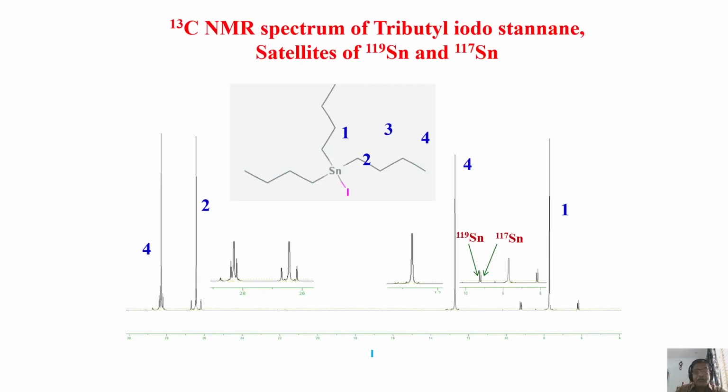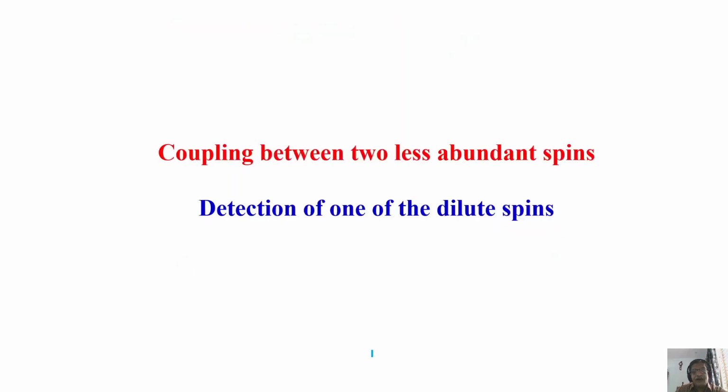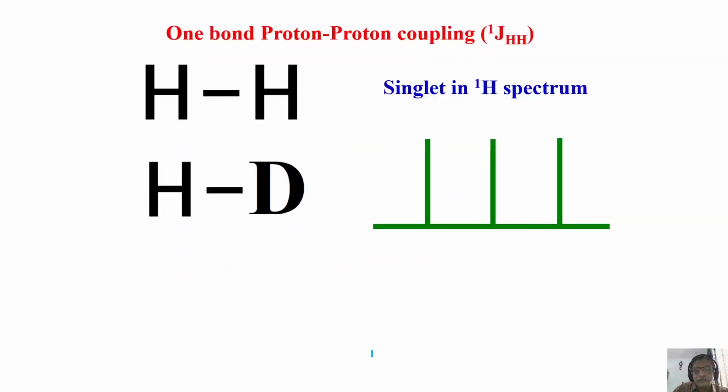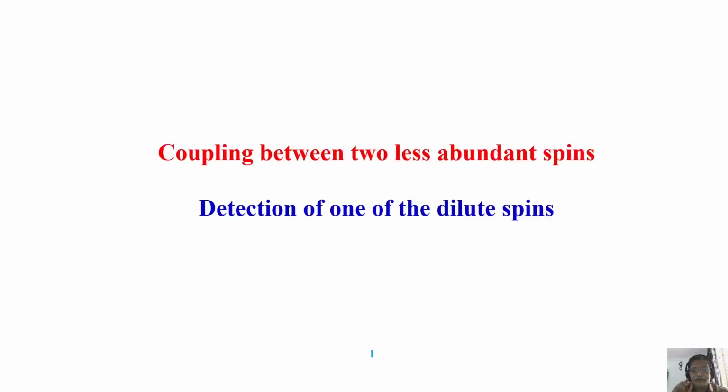Now one more thing I can talk about is coupling between two less abundant spins. Some more I have to tell you about other things about deuterium substitution, etc. It takes some time. So what I will do is, I will stop here.